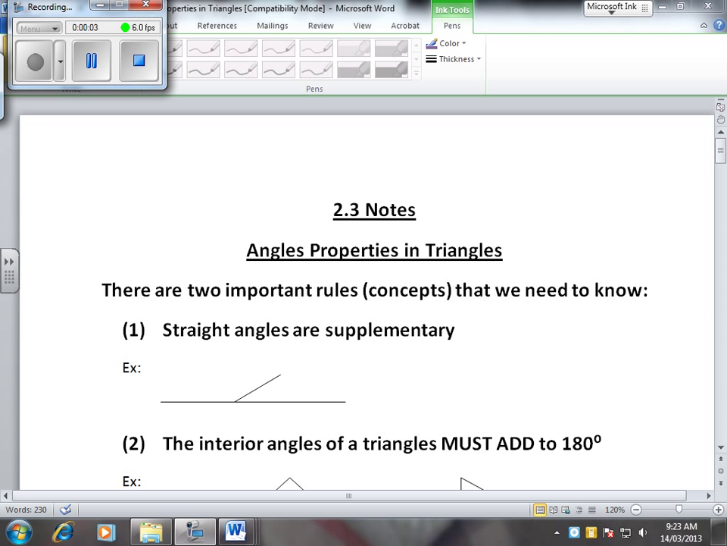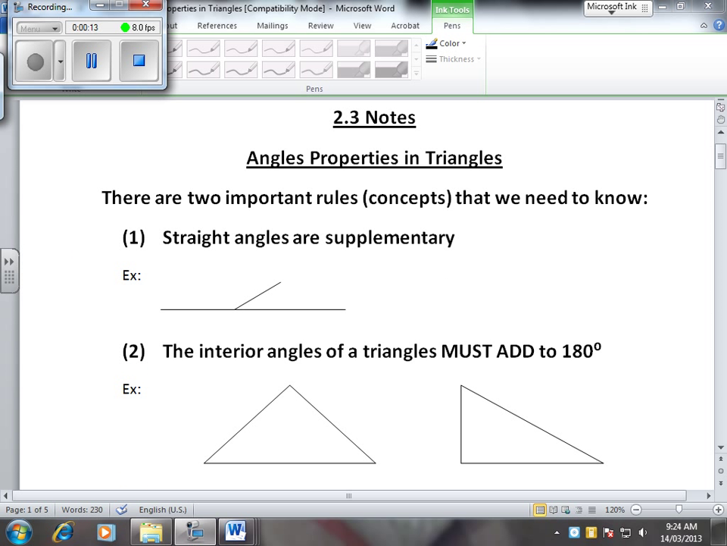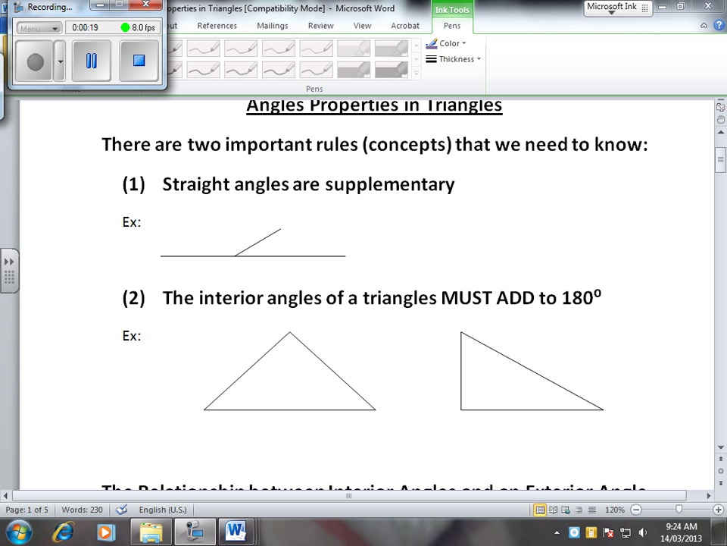So continuing with our work with angles and triangles, now we're going to look at the angle properties in triangles. Okay, so we've already looked at two of them. And those two rules are that straight angles are supplementary, which means they have to add to, hopefully everyone said 180 degrees. Okay, so if I told you that this was 140 degrees, then this angle here would have to be 40 degrees. 180 minus 140 would give you 40 degrees.